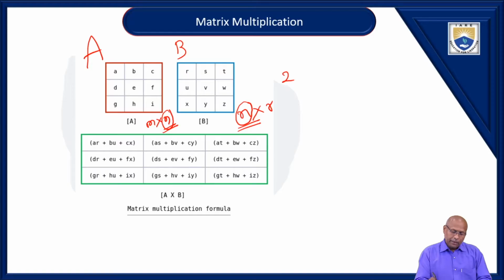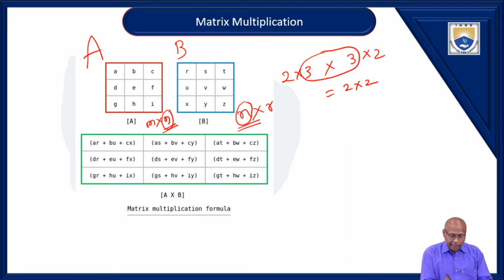That means if it is 2 by 3 and the other is 3 by 2, then it is possible because there are 3 columns here and 3 rows there. Finally, the resultant matrix is 2 by 2. Similarly, here it is m into n, and here n into r. If you multiply these two, my resultant matrix will be m into r. Similarly, here also it is a 3 by 3 matrix, and here also a 3 by 3 matrix. So 3, 3 cancel, and the resultant matrix is 3 by 3.